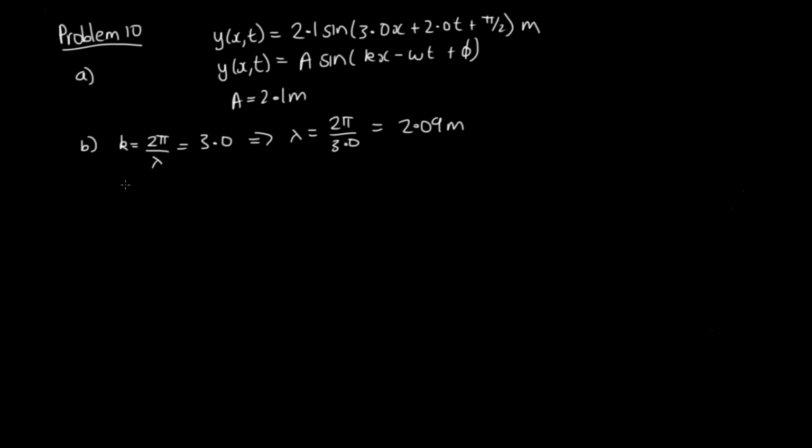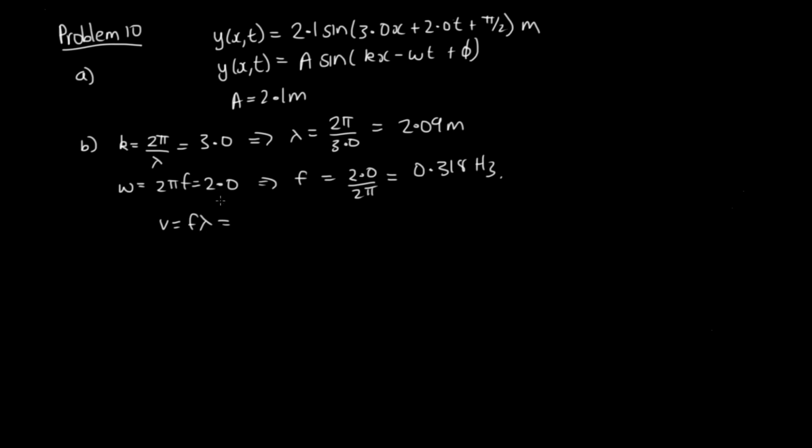And we know that omega is equal to 2 pi f, and it's also equal to the thing in front of the t, so 2 in this case. So that tells us that the frequency is equal to 2 divided by 2 pi. So that's 1 divided by pi, or 0.318 hertz. And then we're asked to find the speed. V is equal to f lambda.